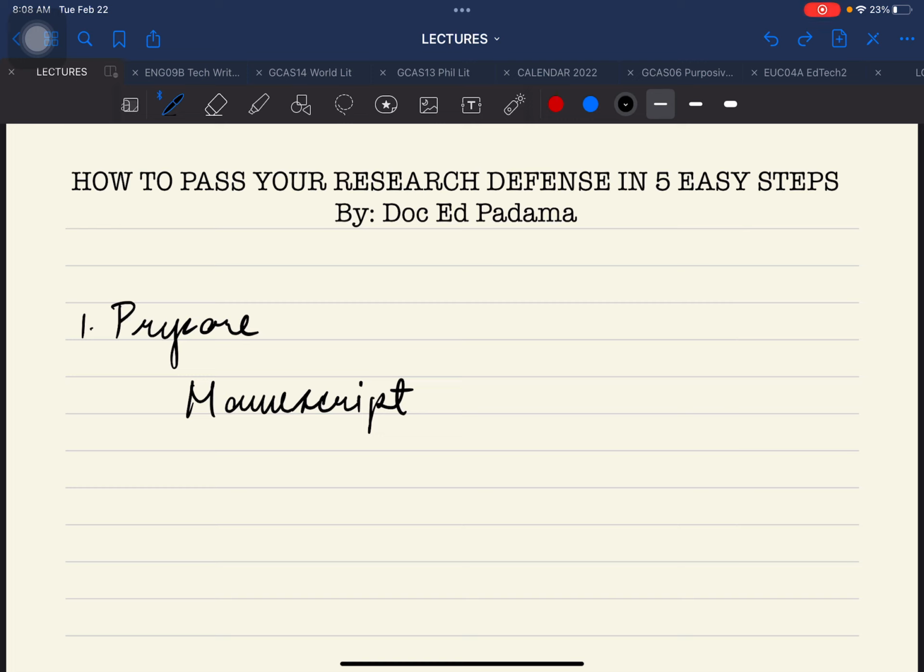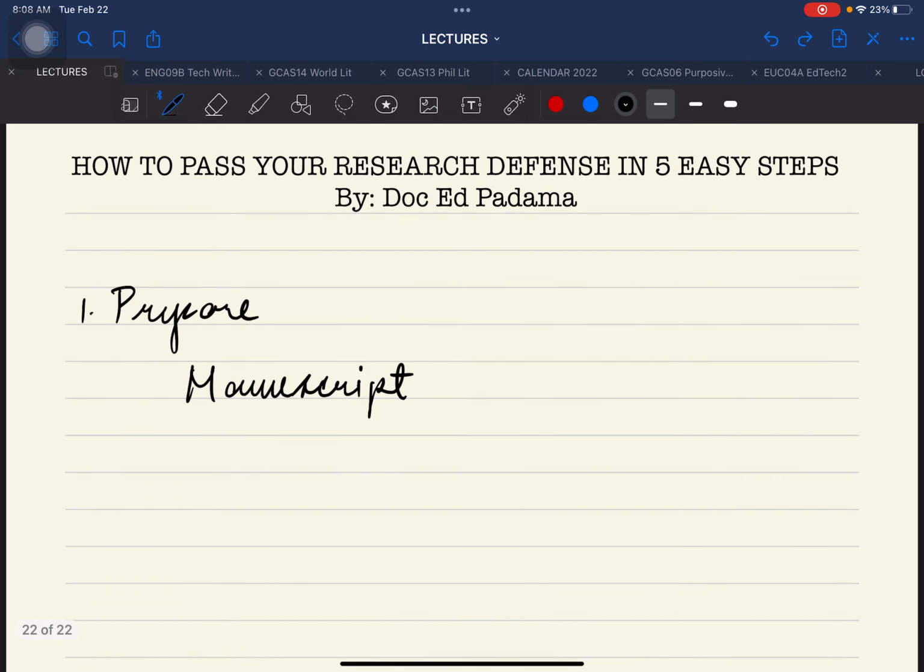So double check the content of your manuscript. Read your manuscript and make sure you are familiar with the content of the manuscript and the relevance of these contents to each other. Remember that the content of your manuscript should cascade with one another. Every part of your manuscript is related and relevant to each other.